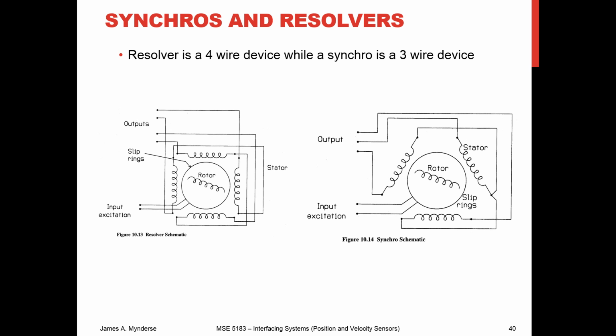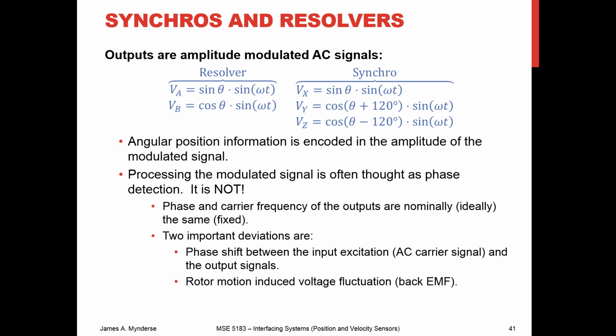So a resolver is going to be a 4-wire device. We got 4 of them there. Synchro is going to be a 3-wire. So the difference being, in the synchro, we've got 3 signals, our X, Y, and Z. Our X, Y, and Z are going to be 120 degrees out of phase, and then our resolver, they're going to be 90 degrees out of phase. But in each one of these, we need to demodulate the signal.